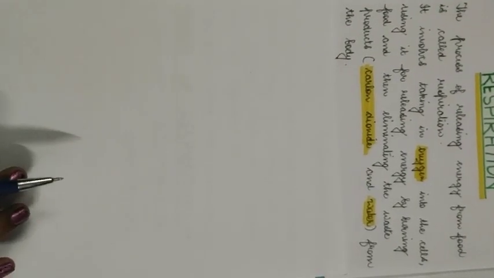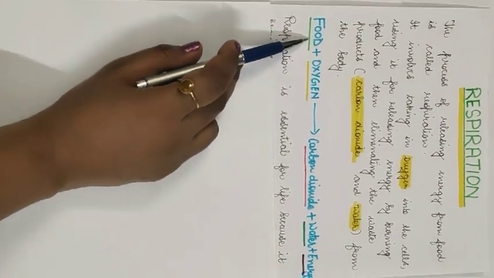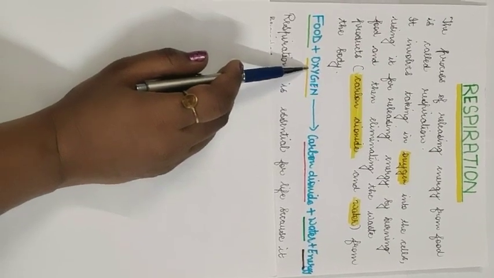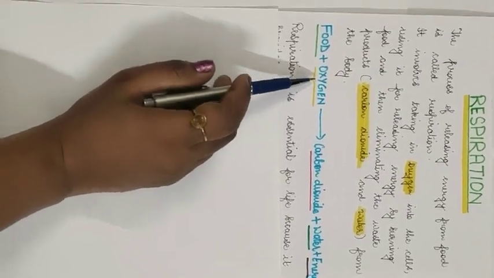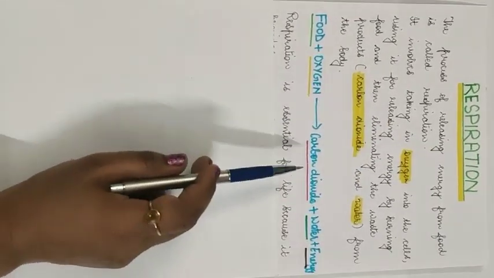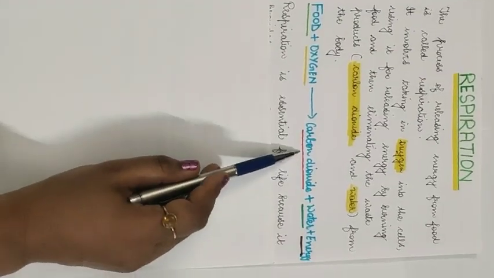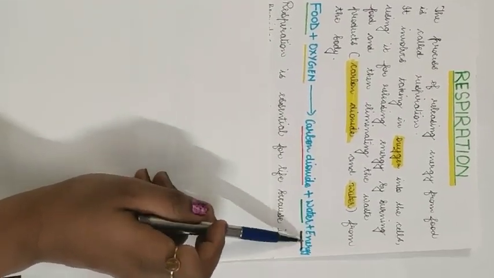Now, this process of releasing the energy is called respiration. What happens is that food plus oxygen gives CO2, water and energy. Here, food means glucose, and oxygen is also very important. Without oxygen, respiration won't take place. So this is the internal respiration, which is carried out in the cell. Then CO2 is released along with water and energy.